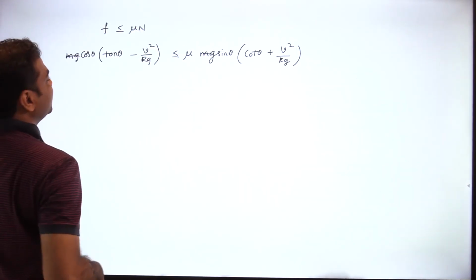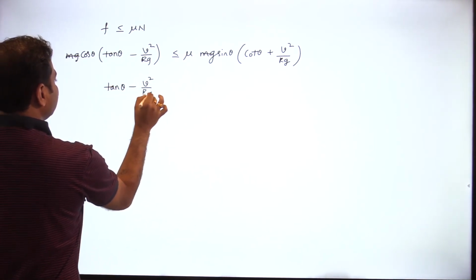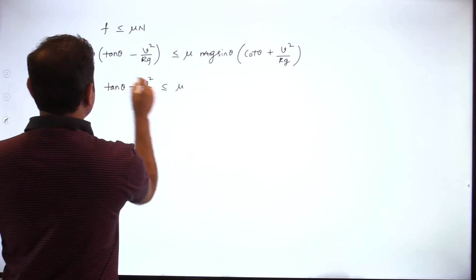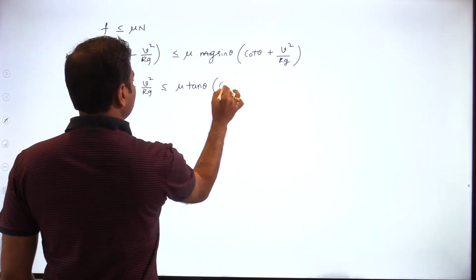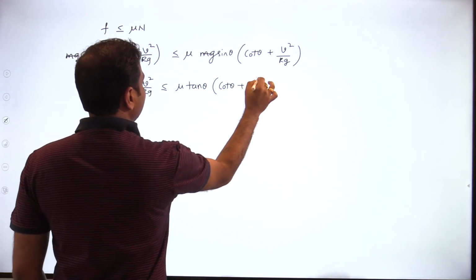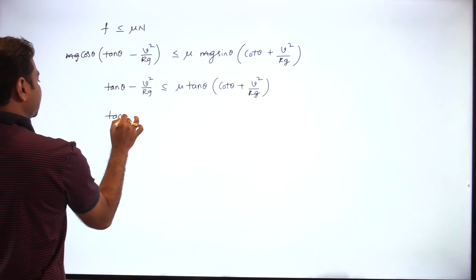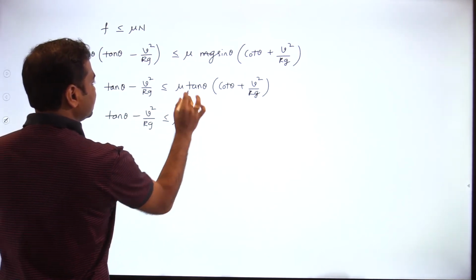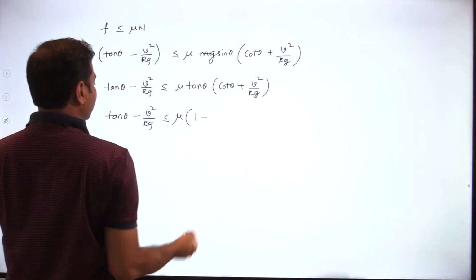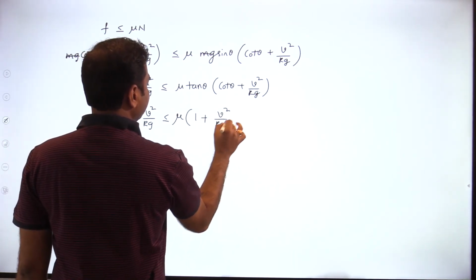So mg cancels out, then tan theta minus v square by rg is less than or equal to mu into, take the cos theta on this side, mu into tan theta into cot theta plus v square by rg. Okay? So then tan theta minus v square by rg is less than or equal to mu into tan theta into cot theta, 1 plus v square by rg tan theta, you will get.